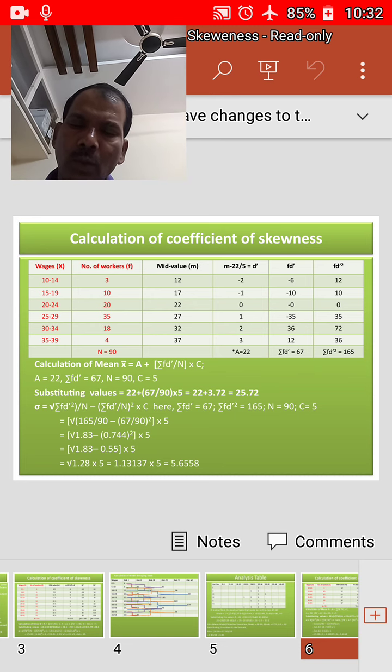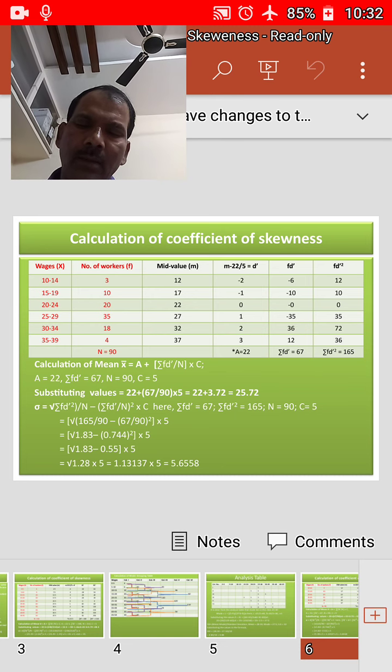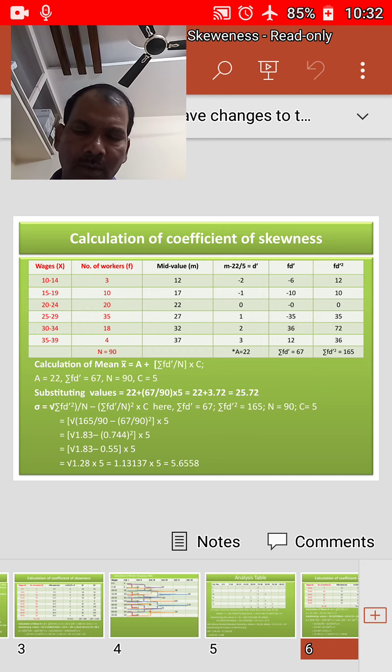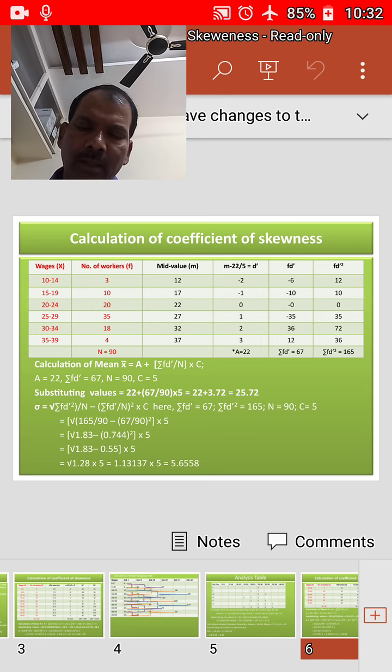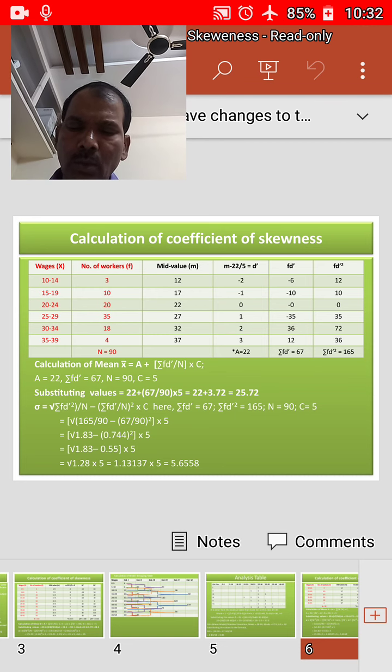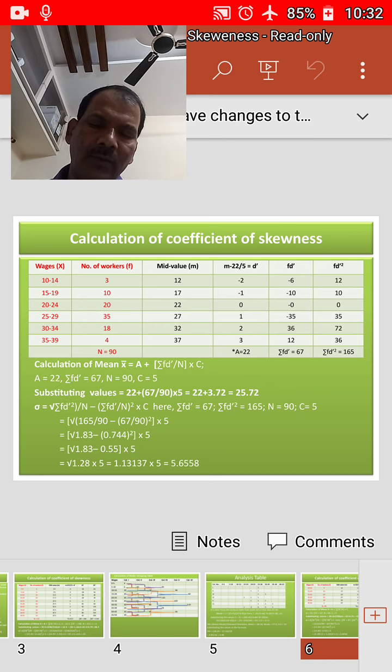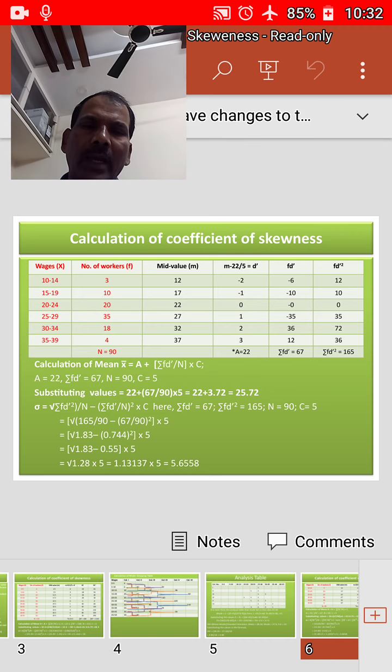Substituting the values in the formula, sigma is equal to under root of 165 by 90 minus (67 by 90) whole square, into 5. That is 165 by 90 is 1.83 minus (67 by 90 is 0.744) whole square into 5, which is equal to 1.83 minus 0.55 into 5. Under root 1.28 into 5 is equal to 1.13137 into 5, which is equal to 5.6558.